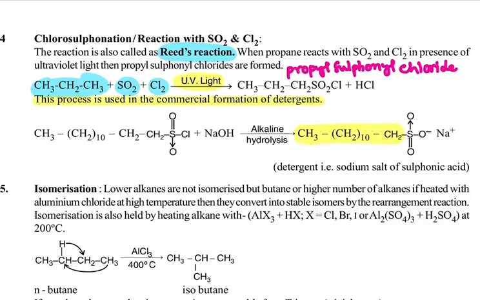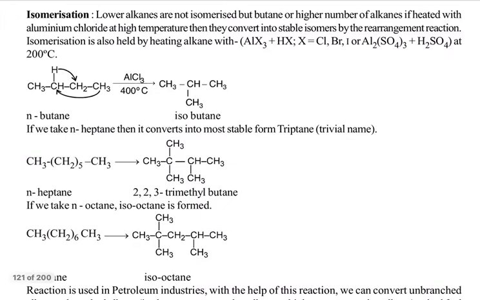Next, isomerization. In isomerization, very simple, we take long chains. When n-butane, n-pentane, n-hexane undergo isomerization in the presence of one particular reagent, they give their chain isomers. See once, here AlCl3 is the isomerization agent. In its presence, n-butane is converted into isobutane, a chain isomer, and n-heptane is converted into 2,2,3-trimethylbutane. Like that, it's a chain isomer.